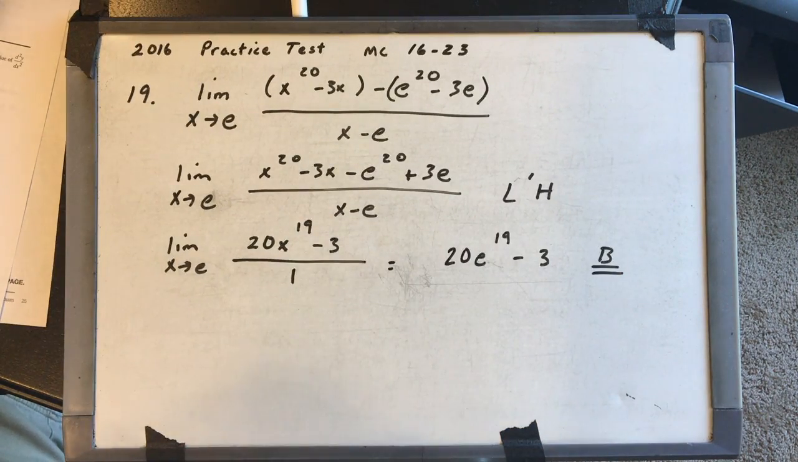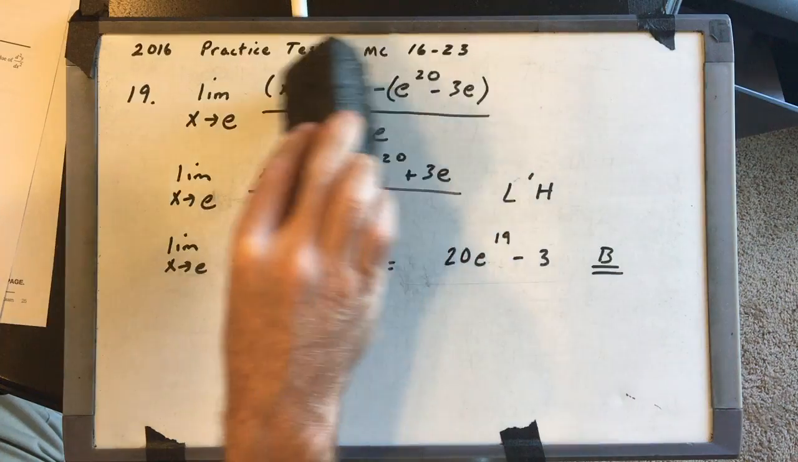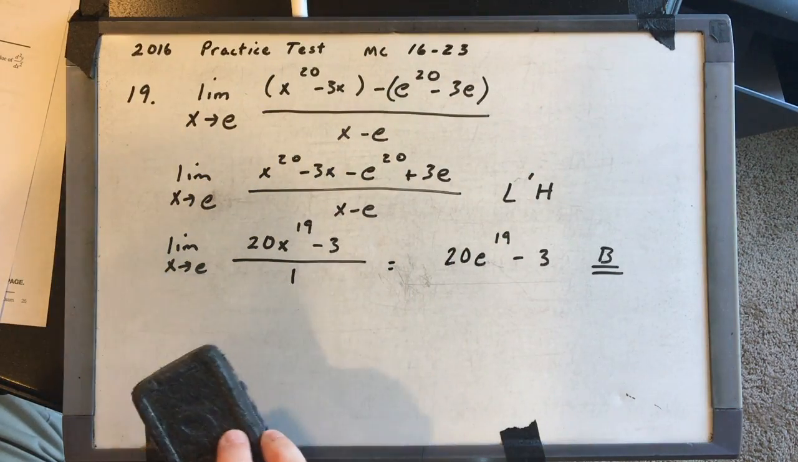All right, so there you go. It's so much easier to use L'Hopital's rule to evaluate a limit than to doing all the factoring and canceling and all sorts of other stuff that you would have to do. I don't even know how you would work this one without using L'Hopital's rule.